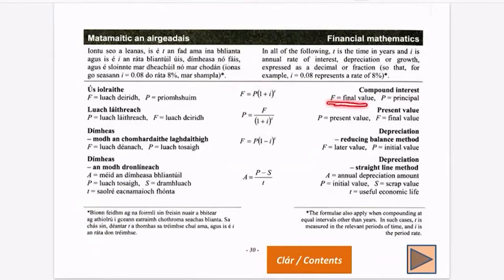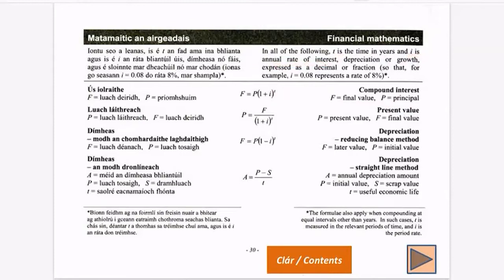Well, it tells you here, F is the final value, P is the principal, and that's a financial term for whatever you start with. Okay, so in my rough example I did there, it was 100 euros. F would be the amount I end up with as the final value after 4 years. Let's have a look at I and T. We have to come up here for that. So T is the time in years. So that's what goes here in the power. And then I is the annual rate of interest, depreciation or growth.